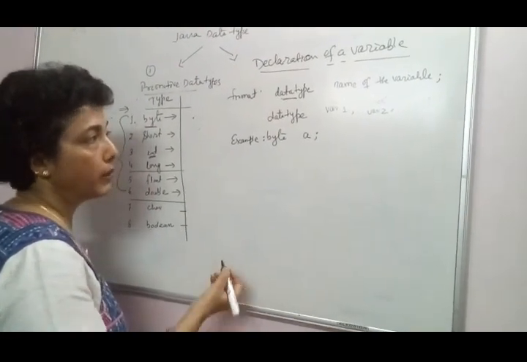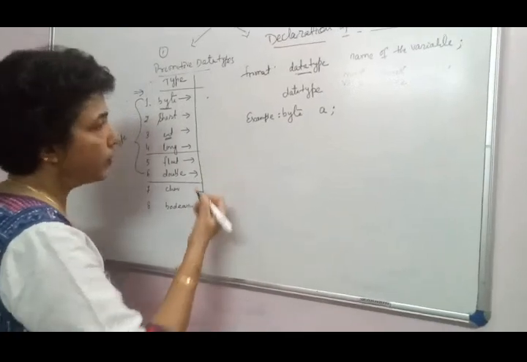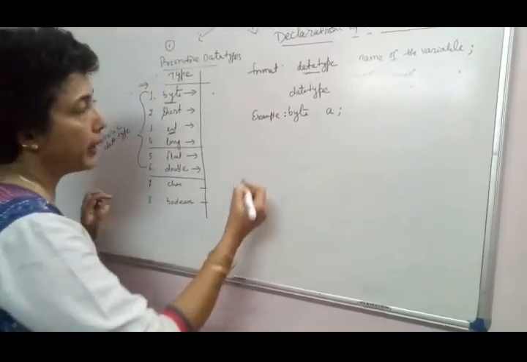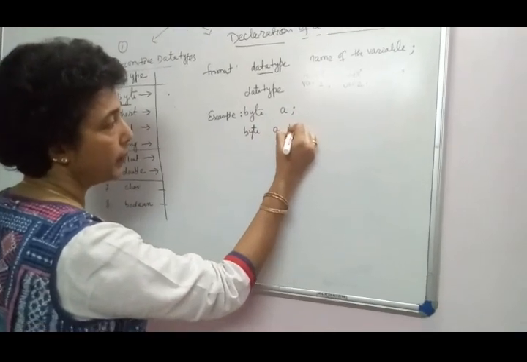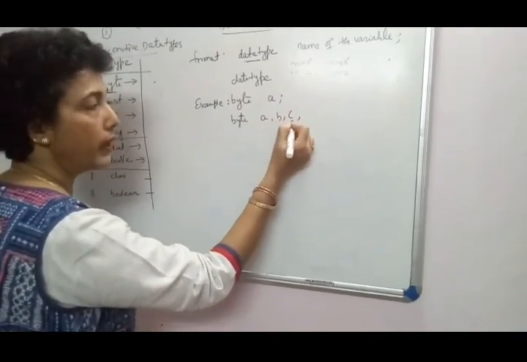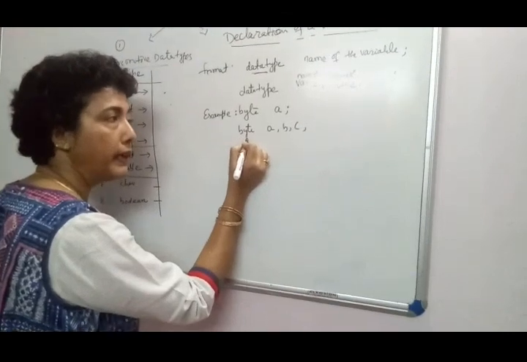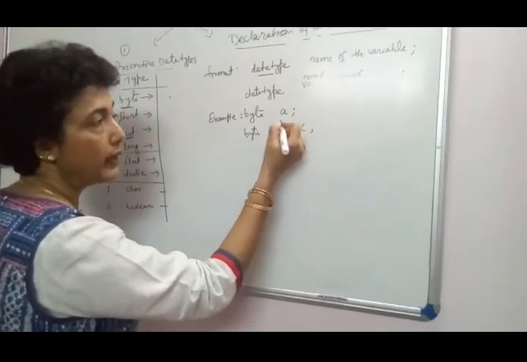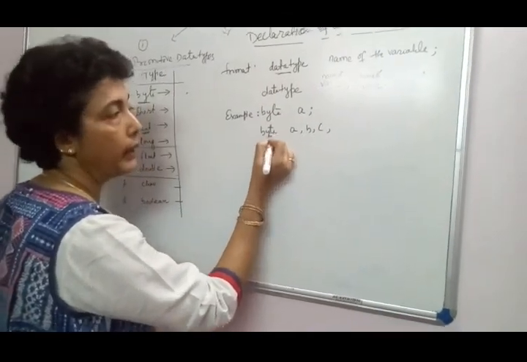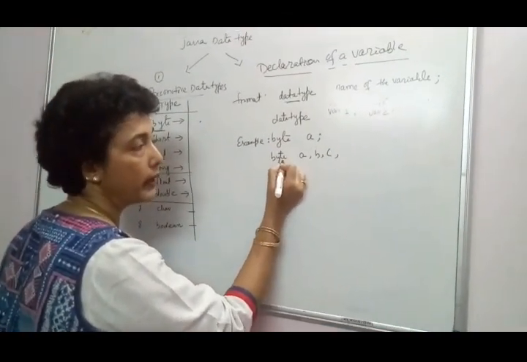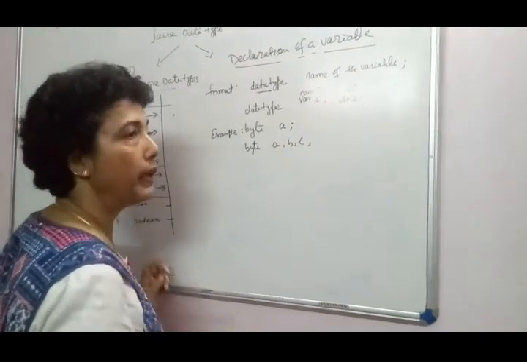Now this is a single variable of type byte, but let us say there are 3 variables, all belonging to the numeric literal but of type byte. How will I write that? Byte, let us say A, comma B, comma C. Here all 3 variables are of byte type, but instead of writing the data type separately every time, one time I am writing the data type and then separating the variables by comma.